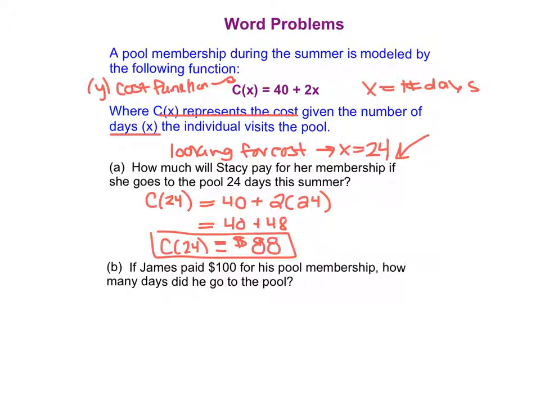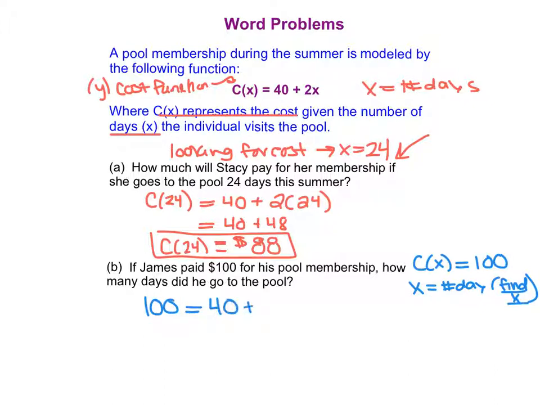Then this next part said if James paid $100, so we know that c of x, the cost, is equal to $100. And it says how many days did he then go to the pool? So x equals the number of days, and we need to find x. So here we're going to now go back to our equation. C of x I know is equal to 100. The whole function equals 100, and I need to find the x value that makes the function equal 100. So I'm going to put 100 in for c of x. 100 equals 40 plus 2x.